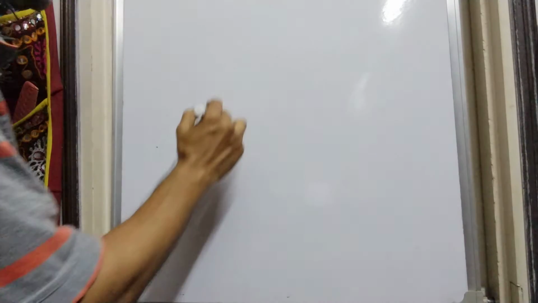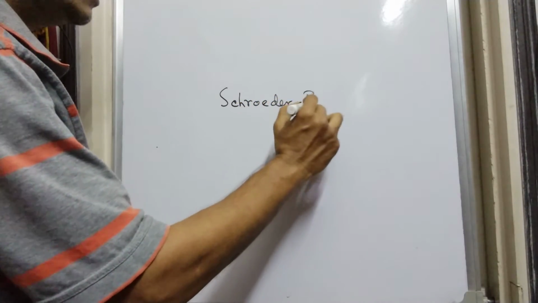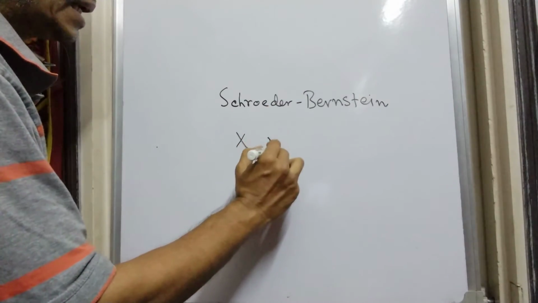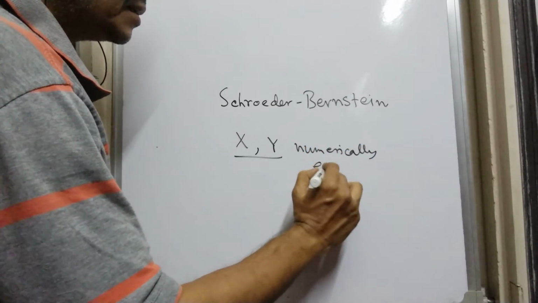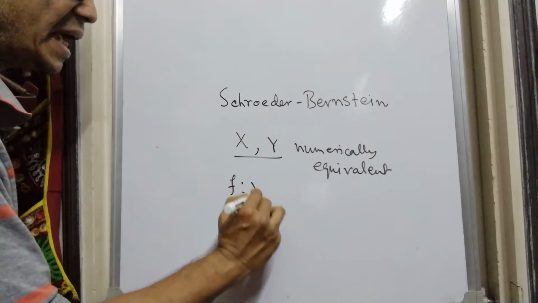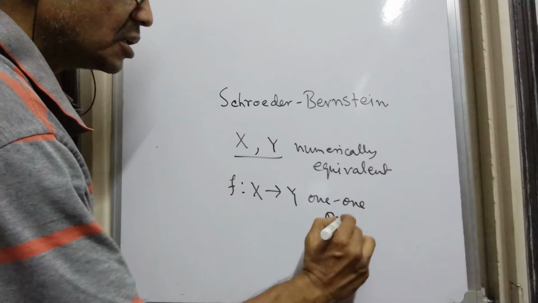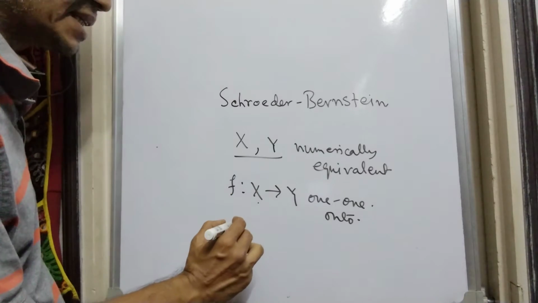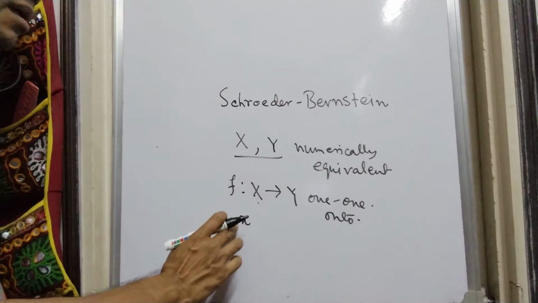And there is a famous theorem called the Schroeder-Bernstein theorem, which states that 2 sets x and y are said to be numerically equivalent if we have a 1-1 and onto mapping from x to y. Obviously it is quite clear, since the cardinality of x, let us say, is n. That means that we have n distinct elements in x.